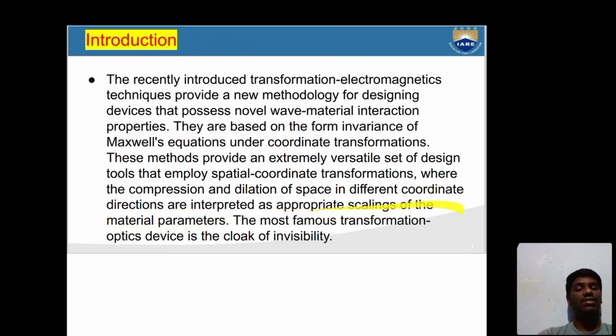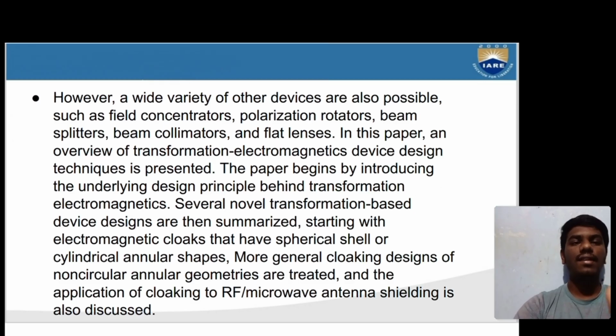The most famous transformation optics device is the cloak of invisibility. In this whole Tech Talk video, I am mostly going to focus on the invisibility cloak, because this is the most famous transformation optical device, so we will focus mostly on this one. However, a wide variety of other devices are possible, such as field concentrators, polarization rotators, beam splitters, beam collimators, and flat lenses. In this paper, an overview of transformation electromagnetic device design techniques is presented.